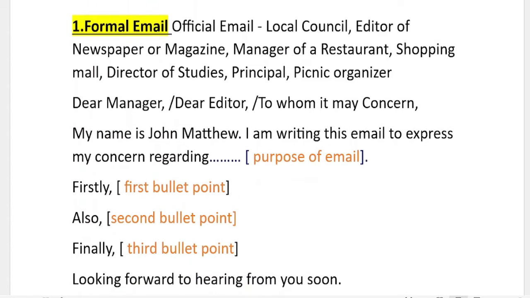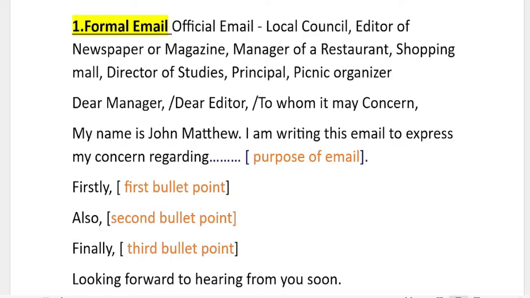Now this one we have formal email. That is the first type of email, the formal one, or in other words I would say this is an official email. Okay, so once you get an email in which you need to write to the local council, the editor of a newspaper or magazine, the manager of a restaurant, the manager of a shopping mall, or the manager of a bank, that also falls in the category of formal email. Then the director of studies, meaning the principal of a school, college, university, or any picnic or event organizer. Okay, so all these emails come in the category of formal emails.